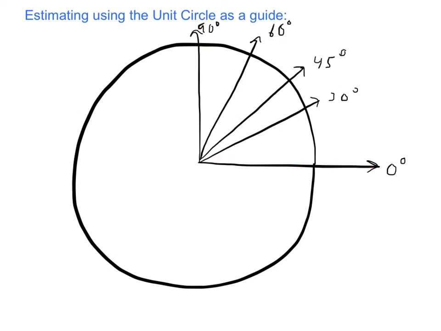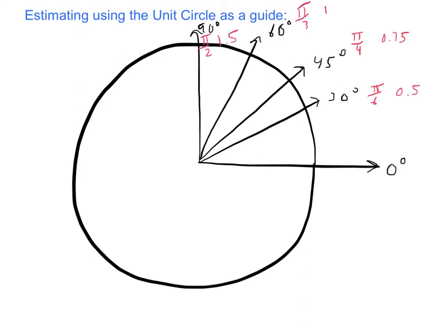Now on the previous page, we just learned some values for these things. We just learned that 30 degrees is the same as pi over 6, which is about 0.5. We learned that 45 degrees is pi over 4, which is about 0.75. We just learned that 60 degrees is pi over 3, which is about 1 radian. And we learned that 90 degrees is pi over 2, which is about 1.5 radians.